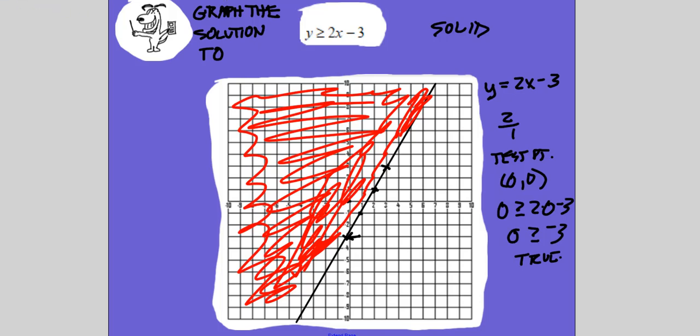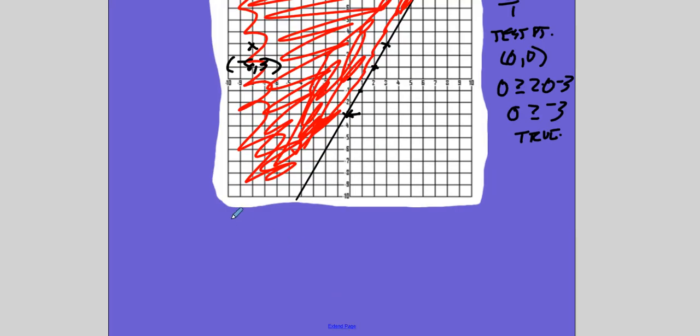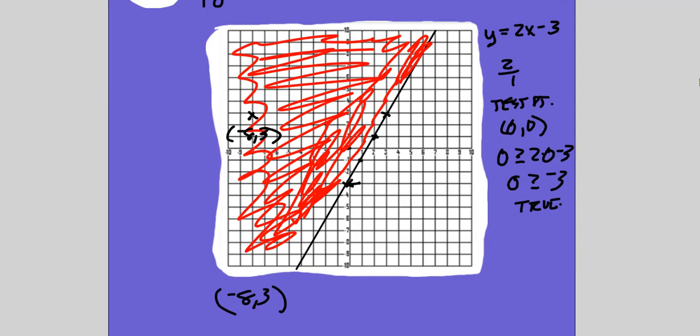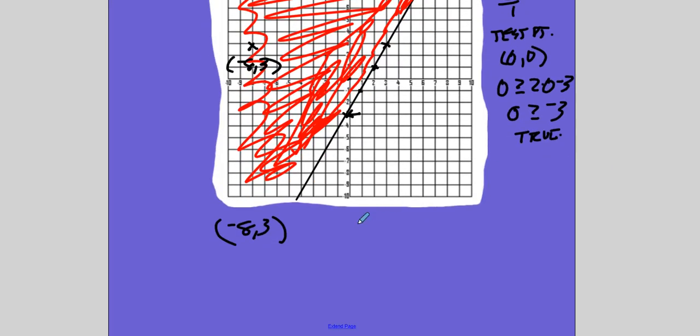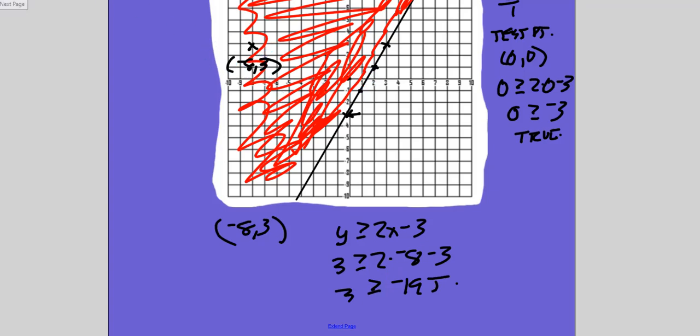And this time, because it's solid, the solution includes the boundary line itself. Again, we could take a point, let's take this point here, -8, 3. That should make the inequality true, so let's just demonstrate that. So our inequality was y greater than or equal to 2x minus 3. So we have 3 greater than or equal to 2 times -8 minus 3, 3 greater than or equal to -19, that's true. So that is a solution to that original problem.